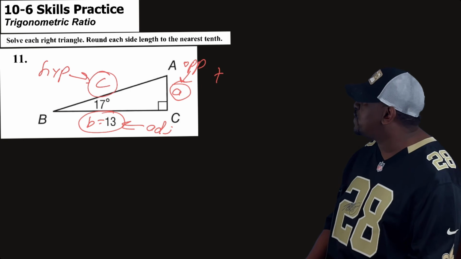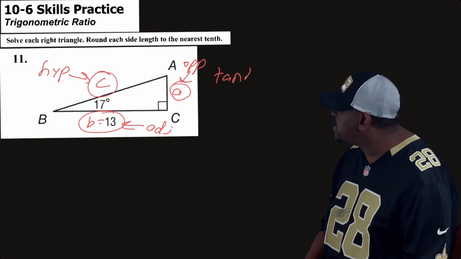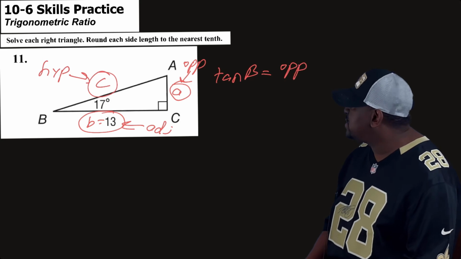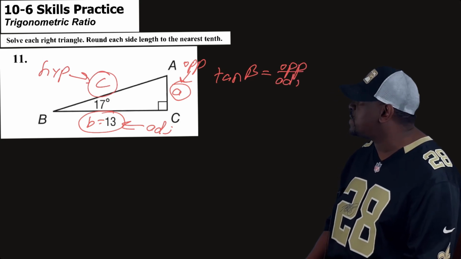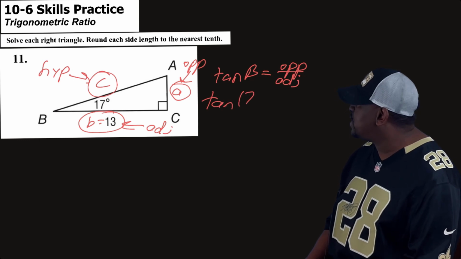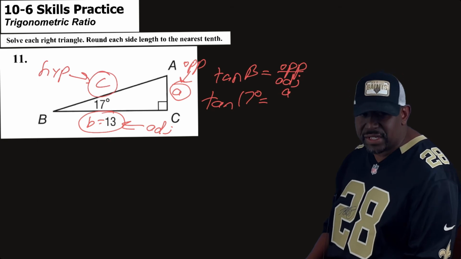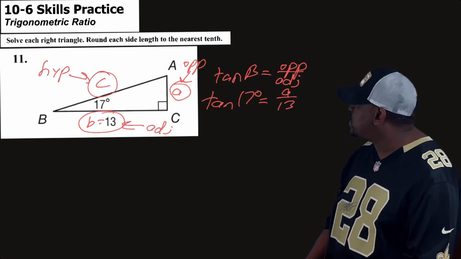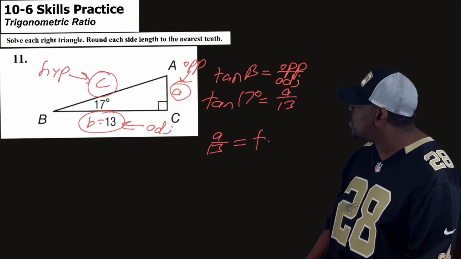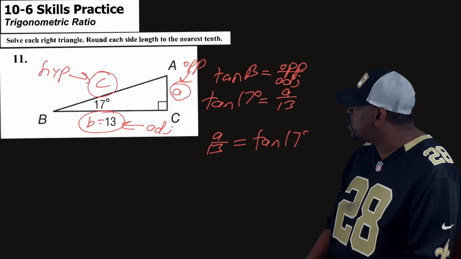So in order to find our sides, we start by using the tangent of B. Since we're given B, tangent is opposite over adjacent. We're given adjacent, so we substitute 17 degrees for B, and we substitute 13 for adjacent. And now we can solve for A because we only have one unknown.